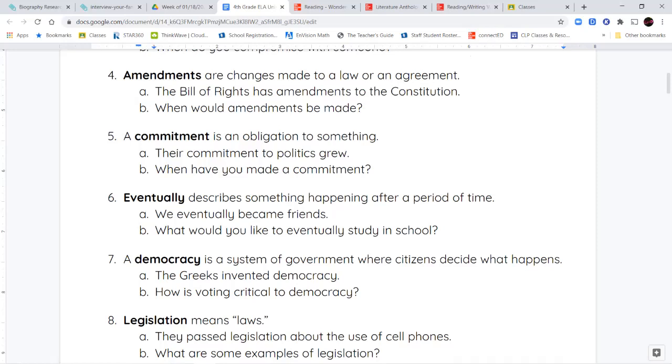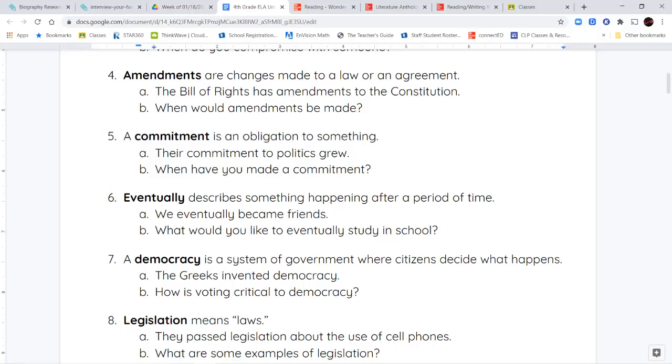Next, we have the word democracy. Democracy is a system of government where the citizens or the people there decide what happens. So they vote for things or they select their leaders. So the Greeks invented democracy. It's a system that we also use in the United States.